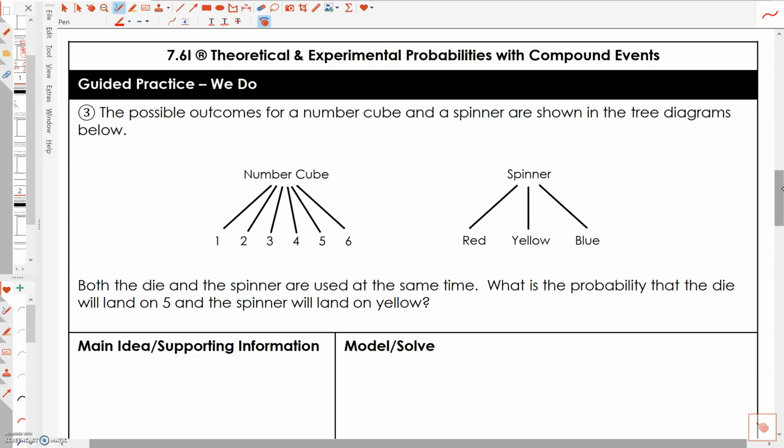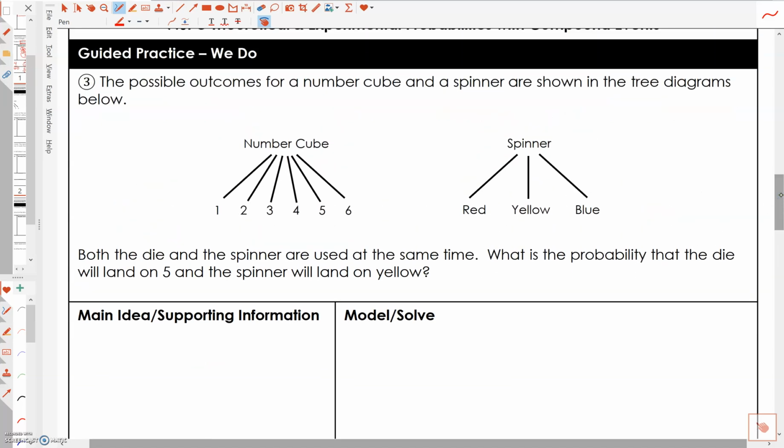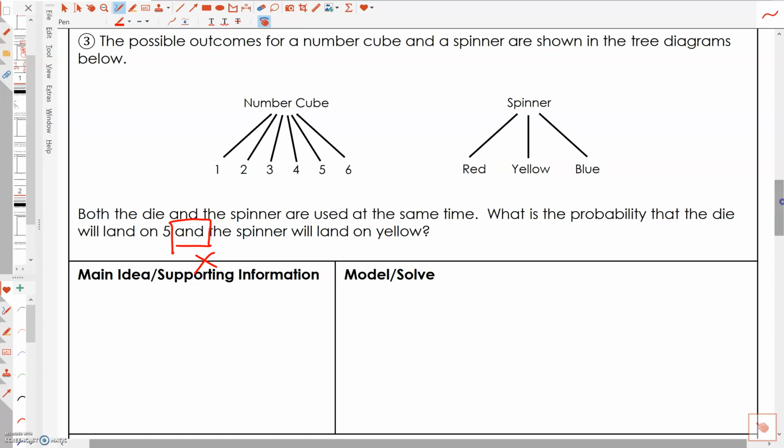All right, so this one right here, the possible outcomes for a number cube and the spinner are shown in the tree diagrams. All right, both the die and the spinner are used at the same time. What is the probability that the die will land on 5 and the spinner will land on yellow? So again, we have the keyword and. That means multiplying. So on the number cube, if you remember a number cube, there is a total of 6 sides. So right here, the number cube and a spinner. So if you forgot how they look like, right?